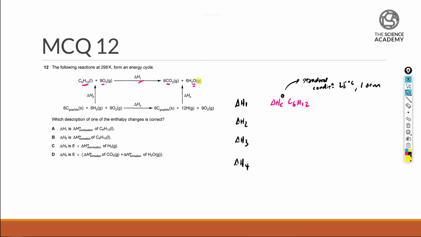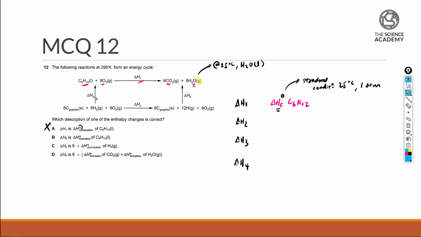Because if it's at standard condition at 25 degrees Celsius, water has to be at the liquid state symbol rather than the gaseous state symbol. So I will just say that for delta H1, it's just your enthalpy of combustion of C6H12 without the word standard. And this is why option A is actually wrong, because the standard symbol was placed there. That is not going to be agreeable with the state symbol of water.